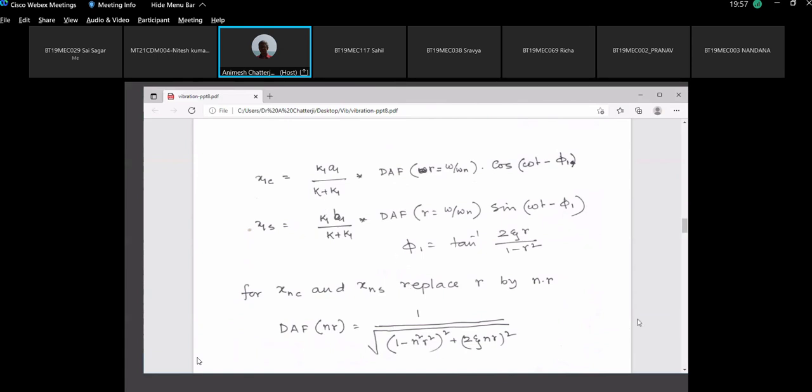So we have to calculate not only for the first Fourier coefficients A1, B1, we have to calculate for A2, B2, A3, B3, A4, B4, A5, B5, because Fourier series is an infinite series. Question is, how many terms we calculate?